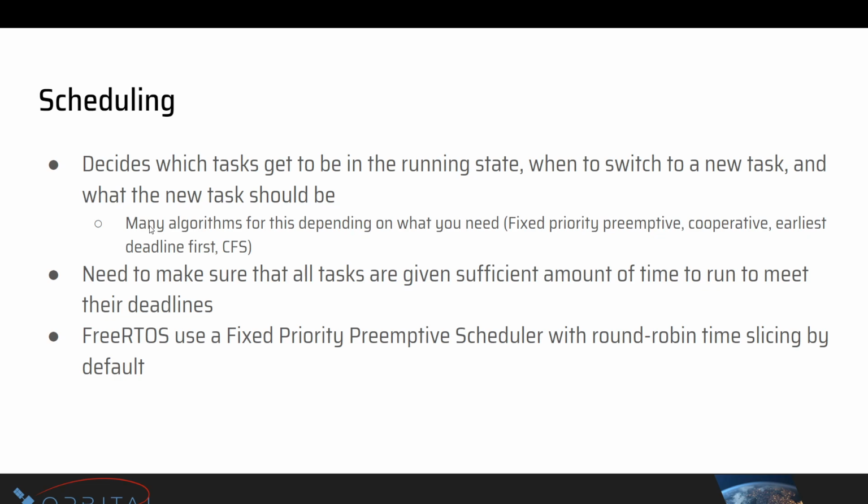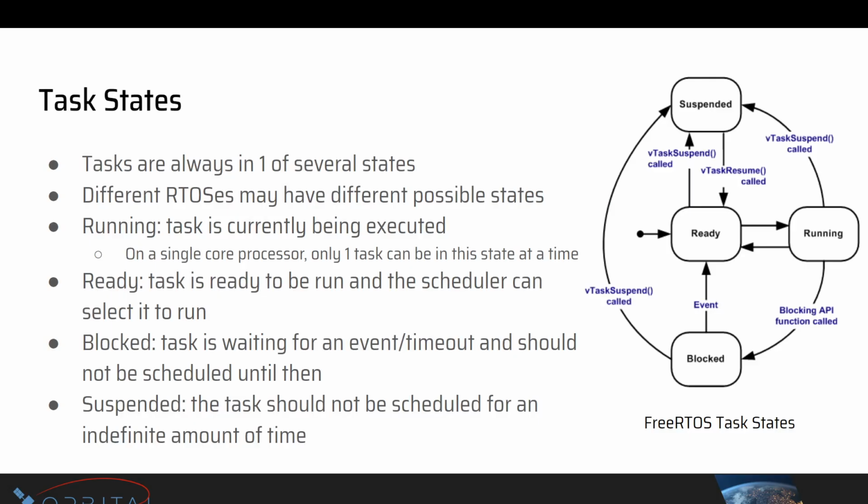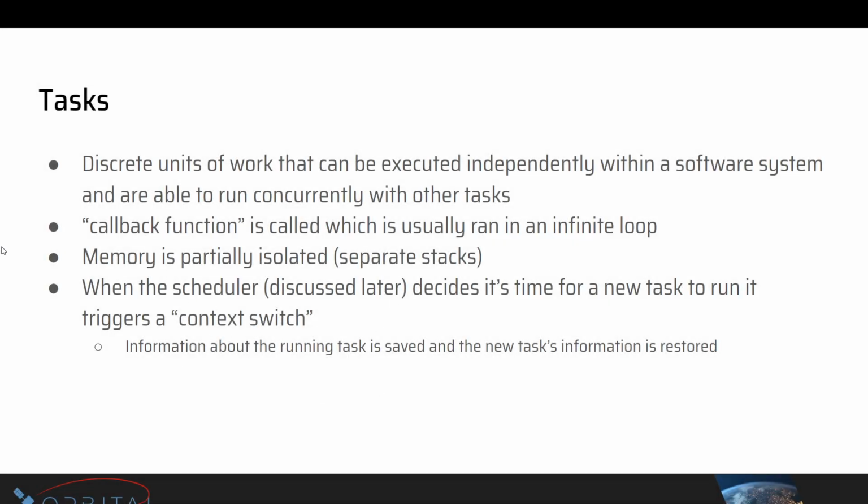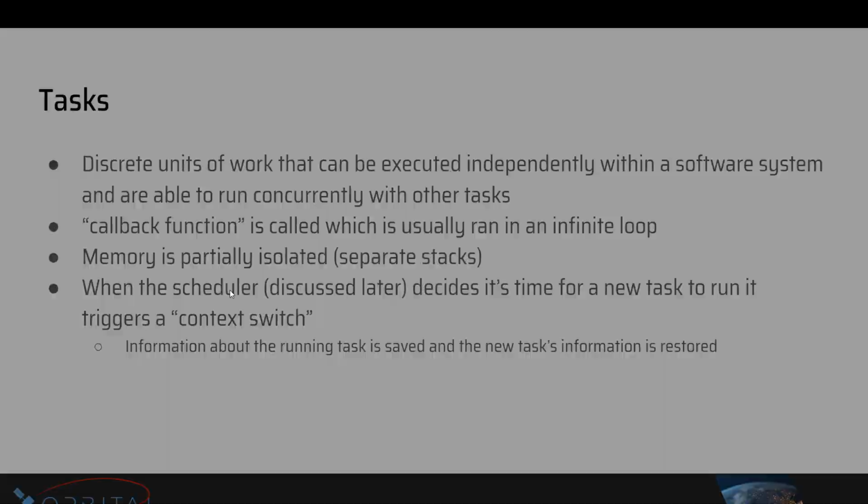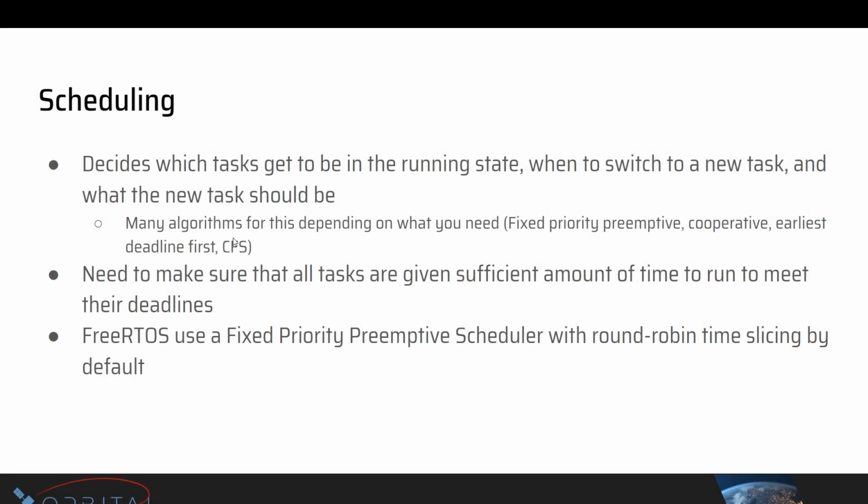Okay, so now it's scheduling. The scheduler is what decides which tasks get to be in the running state, when to switch to a new task, and what the new task should be. Like we mentioned before, we have context switches to switch to new tasks, and that's decided by the scheduler. There are a lot of different algorithms implemented in RTOSes and also regular OSs depending on what you need. I'll give a few examples, but we're not going to go into detail on all of these, but you can look them up yourself if you're interested.